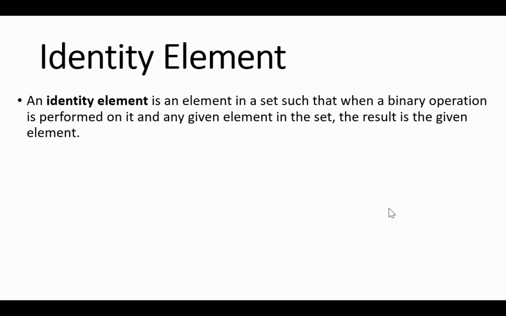An identity element is an element in a set such that when a binary operation is performed on it and any given element in the set, the result is the given element. What does this mean? We have the additive element of 0. If I have 5 plus 0, what do I get?